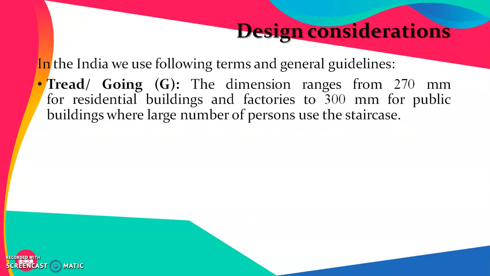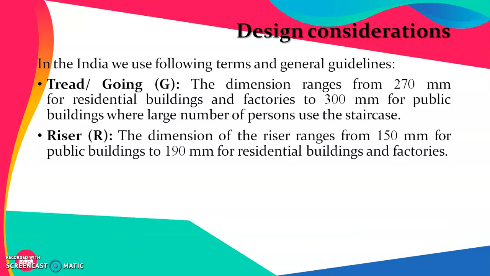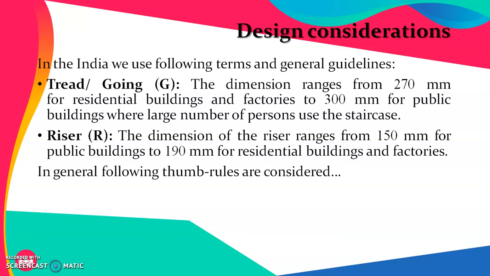For tread and going, the dimension ranges from 270 mm for residential buildings and factories to 300 mm for public buildings, where a large number of persons use the staircase. While in case of riser, the dimension ranges from 150 mm for public building to as high as 190 mm for residential buildings or factory buildings. In general, the following thumb rules are considered. G plus 2R should be 60 cm, while G multiplied by R should be between 400 to 410 centimeters.